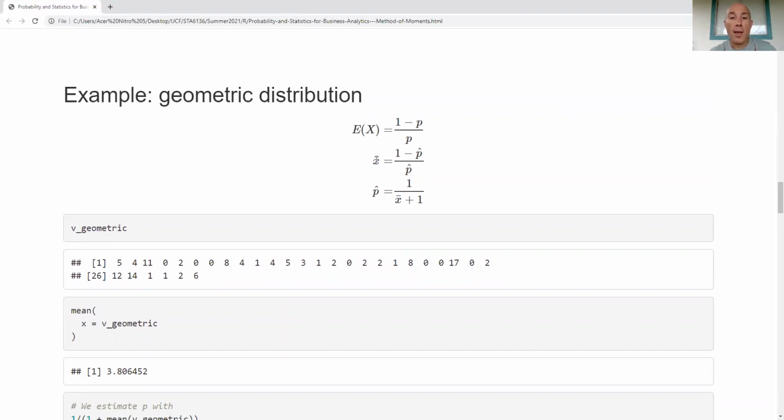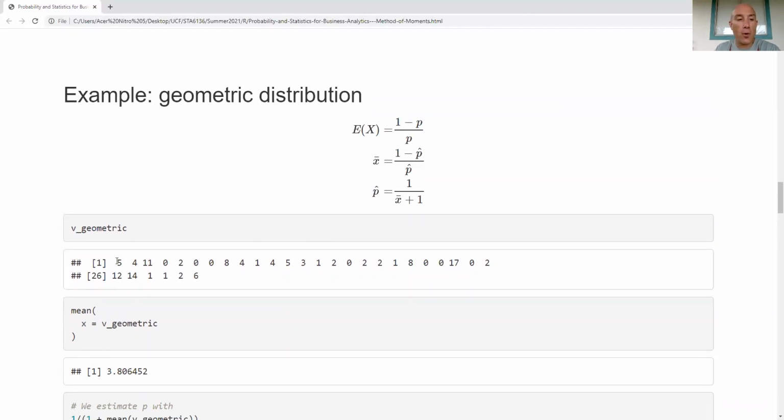Okay, well, I'm going to take x bar and set it equal to (1 minus p) over p. And you notice I have an estimate, p hat. Well, if I do a little bit of college algebra, I can see that p hat is equal to 1 over (x bar plus 1). Okay, and so now let's run through an example.